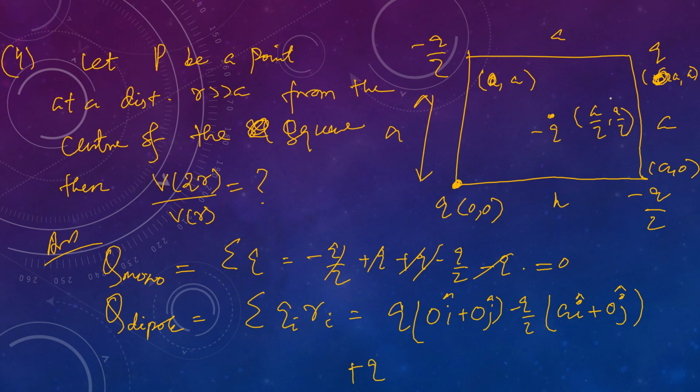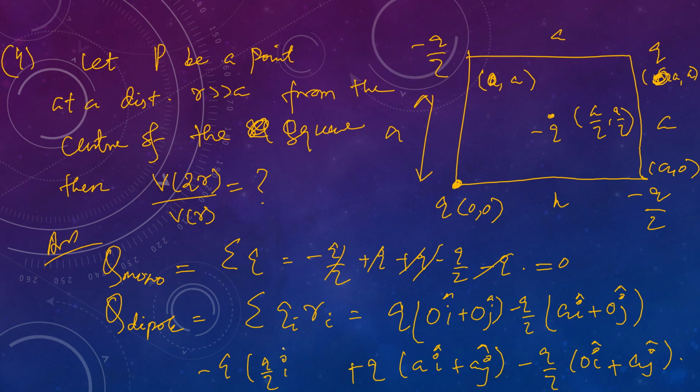Plus q, I'm going here. a I cap plus a j cap. Okay. Minus q by 2, 0 I cap plus a j cap. Is that all right? And there is another point I like here: minus q a by 2 I cap plus a by 2 j cap. Okay, this becomes 0.